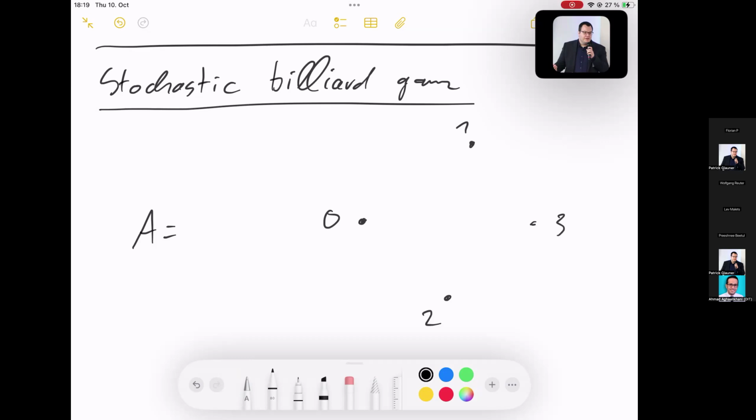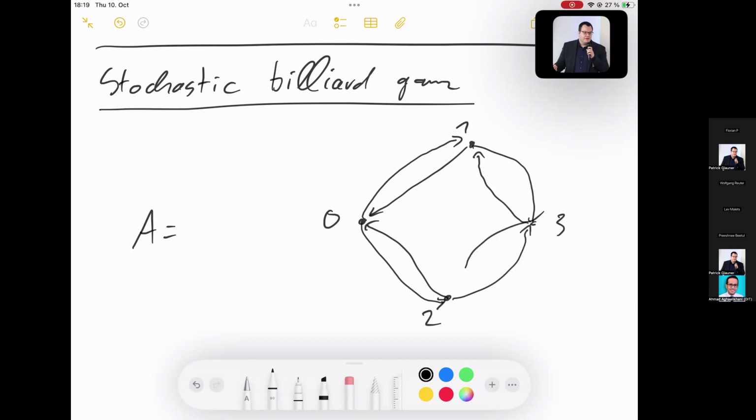So we have 4 vertices, 4 positions, and we have very simple transition probabilities. We can go from 0 to 1, from 0 to 2, from 2 to 0, from 1 to 0, we can go from 1 to 3, from 3 to 1, and from 2 to 3, and 3 to 2. And all these transition probabilities for these edges we have just drawn are 1/2.